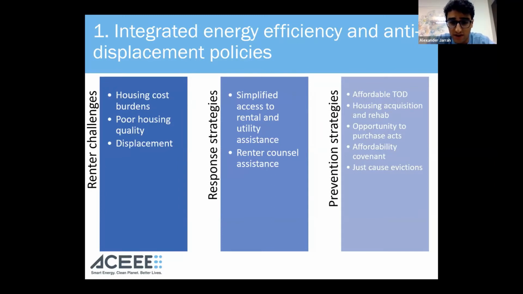Prevention strategies aim to reduce the severity and frequency of these challenges. So there we have affordable transit-oriented development, housing acquisition and rehab, tenant and community opportunity to purchase acts, affordability covenants, and just cause evictions.